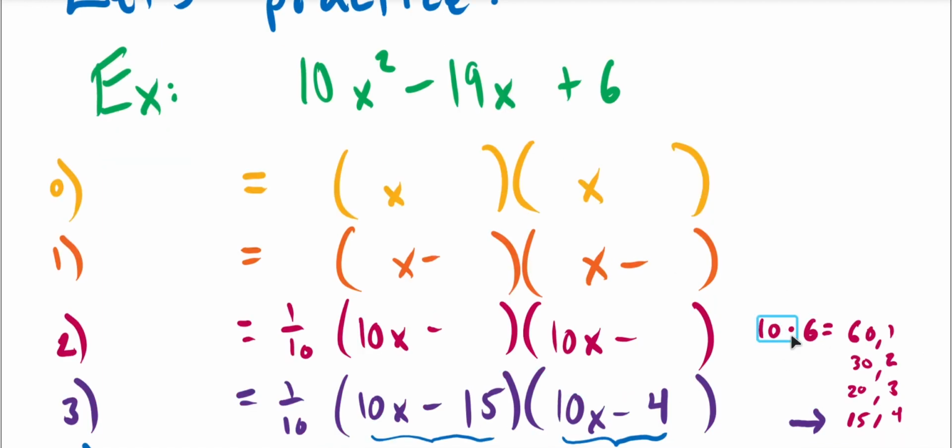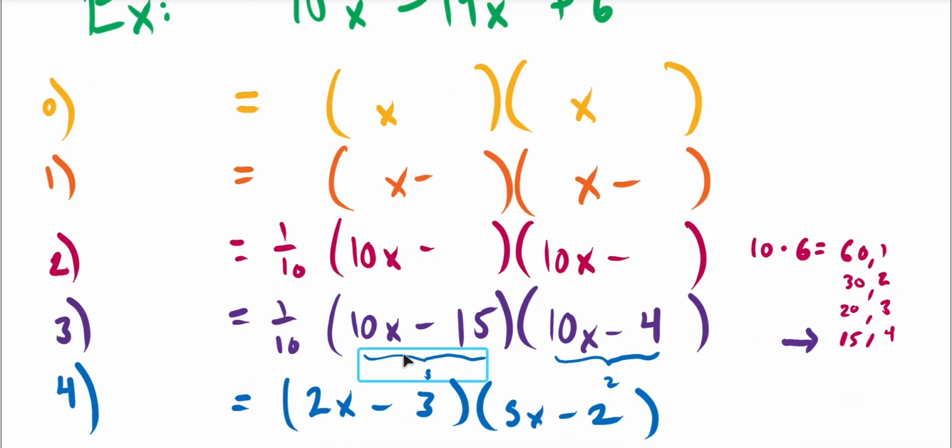A times c is 10 times 6, that's 60, whose factors are 60 and 1, 30 and 2, 20 and 3, 15 and 4. When can I stop? I can stop when I have a same sign sum of 19, and that comes with 15 and 4. Now we reduce. We divide out the greatest common factor, which is 5 from this one. We get 2x minus 3. We divide the greatest common factor out of this one, which is 2, and we get 5x minus 2.